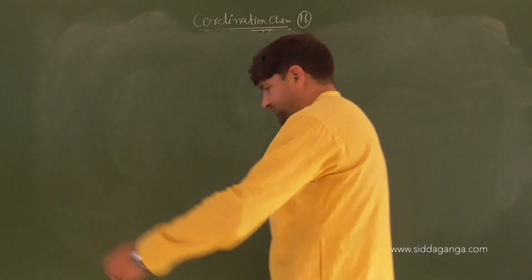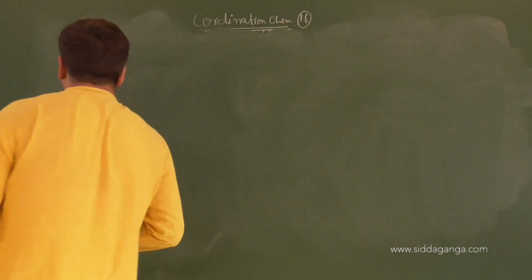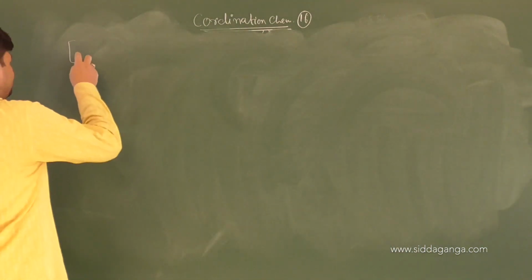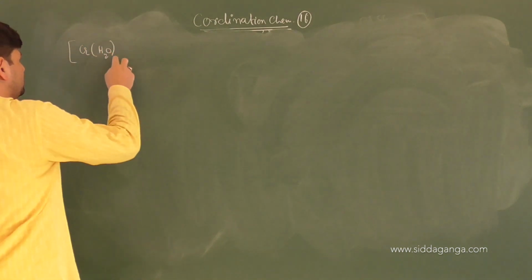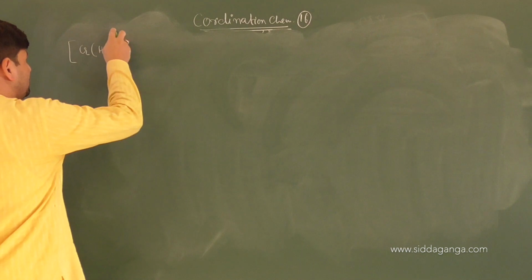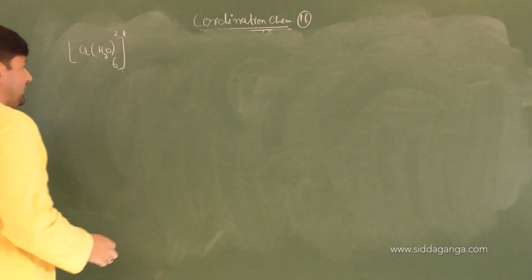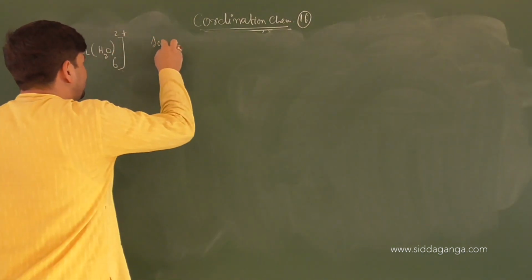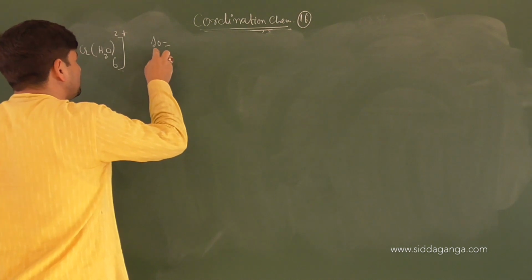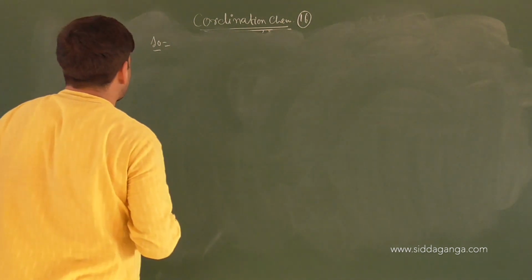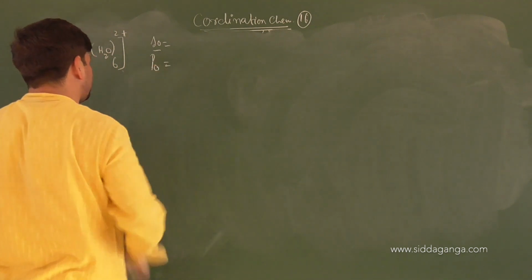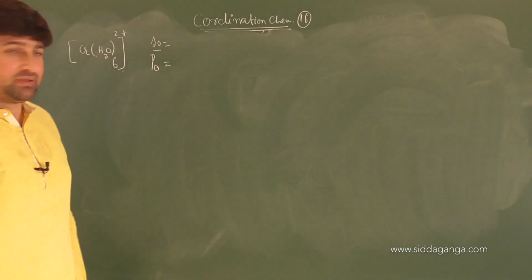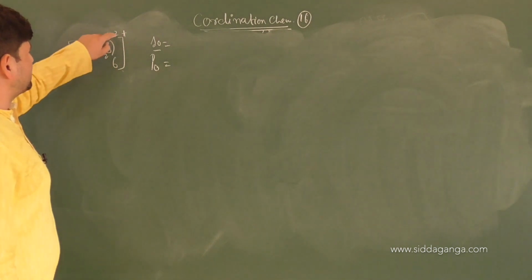Okay, children, one more question. We have a complex Cr(H2O)6 2+. Delta 0 is given for it, and the pairing energy in the octahedral field is also given for it. Both the values are given. The complex is Cr(H2O)6 2+.